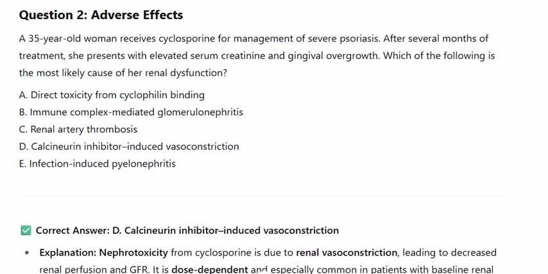A. Direct toxicity from cyclophilin binding. B. Immune complex-mediated glomerulonephritis. C. Renal artery thrombosis. D. Calcineurin inhibitor-induced vasoconstriction. E. Infection-induced pyelonephritis. Correct answer: calcineurin inhibitor-induced vasoconstriction.